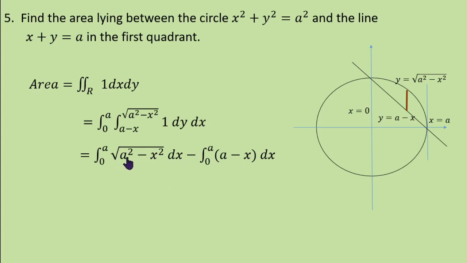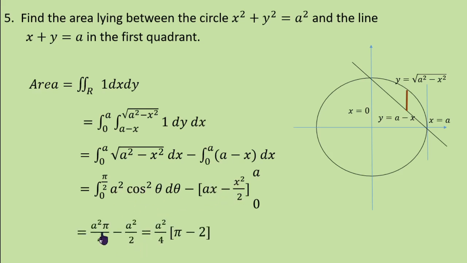Now here once again put x equal to a sin theta, then the square root of a square minus x square becomes a cos theta, dx is a cos theta d theta, therefore a square cos square theta, limit from 0 to pi by 2. Hence take a square outside, cos square theta from 0 to pi by 2, by the reduction formula it is pi by 4. So a square pi by 4 for this part, and here the integration of a is ax, minus the integration of x which is x square by 2. The upper limit is a, so it becomes a square minus a square by 2, which is a square by 2.